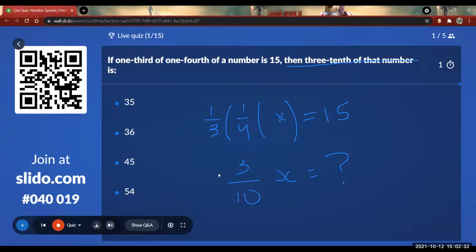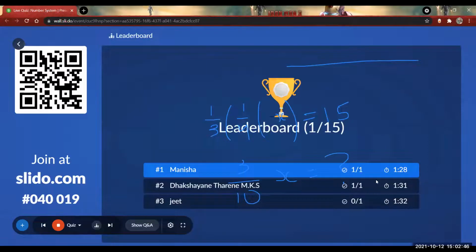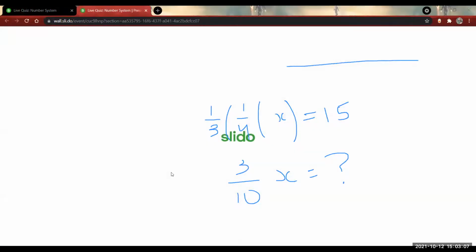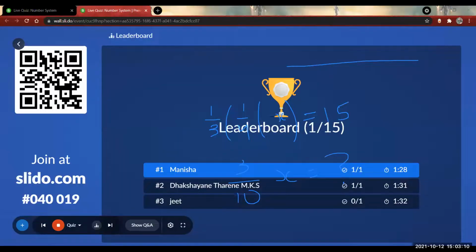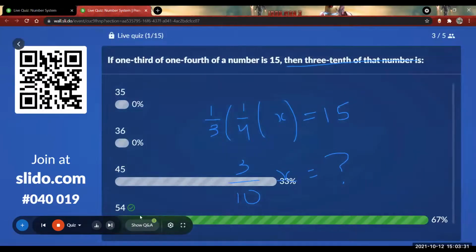Hurry up, guys. Whatever you solved, submit your responses. So 45, 33% of you. Show the leaderboard. Manisha, I see just 3 of you have submitted. The 4th person, are you facing any issues while submitting? Guys, are you facing any issues? So I can move on to the next question. You can just write in the comment section. Never mind. We'll just move on to the next question. Great. So 54 was the correct answer.